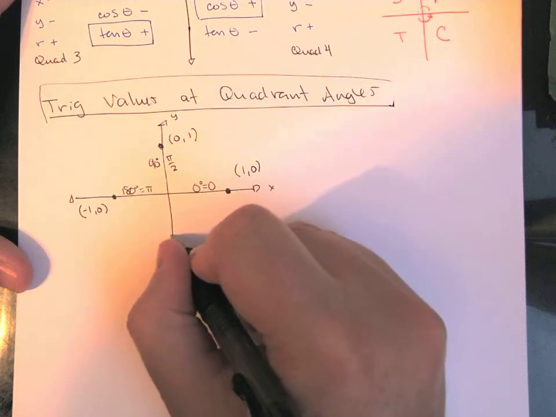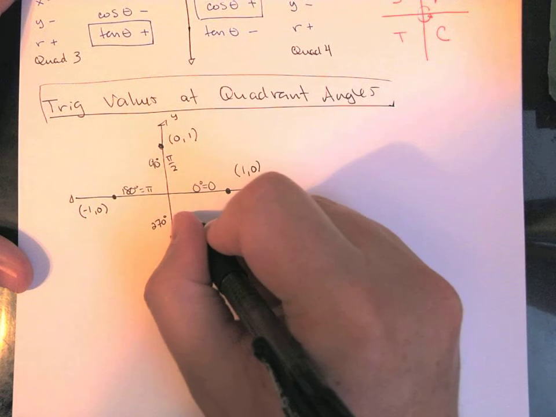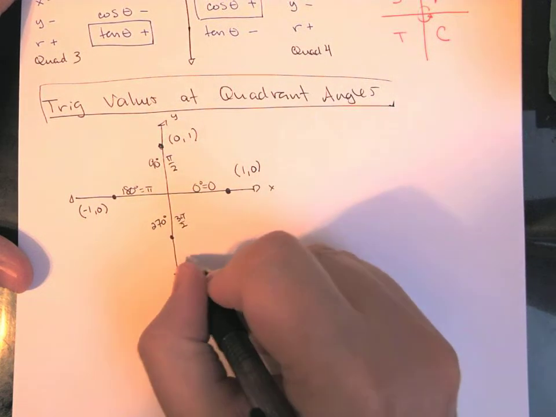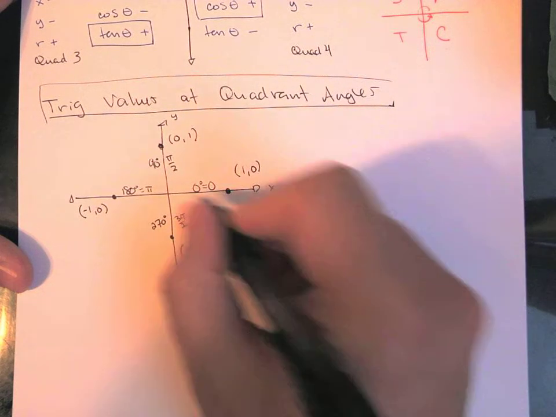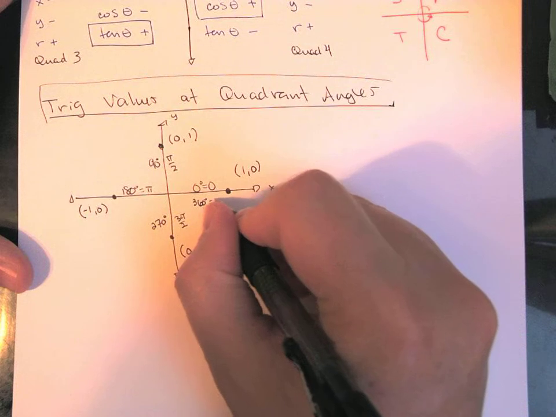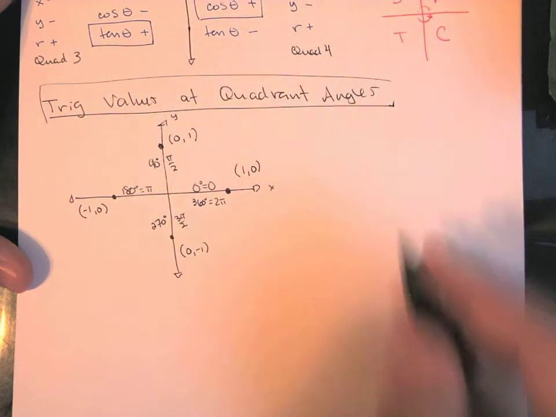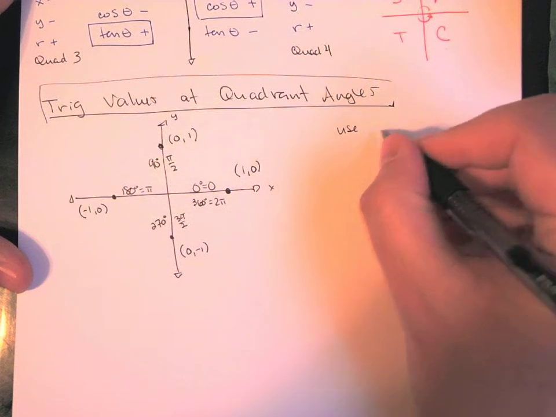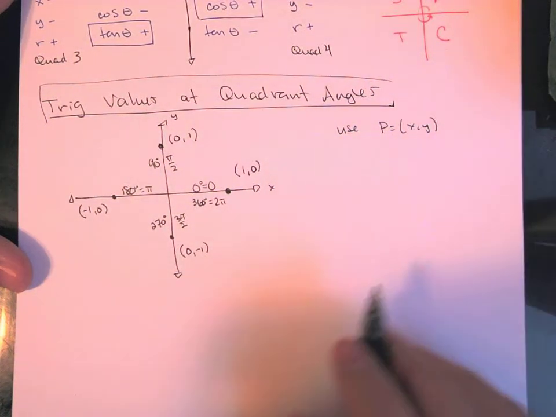If I go down here, 270 degrees, which would be 3 pi over 2, that leaves me with 0 in the x and -1 in the y. If I go all the way around, this would be 360, or 2 pi, and then of course it would continue moving. So my point xy is a version of 1s and 0s.